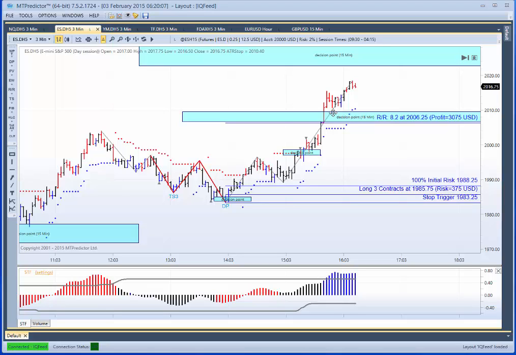So a good example of different things unfolding yesterday for MTPredictor, and a good day overall on the US E-minis.